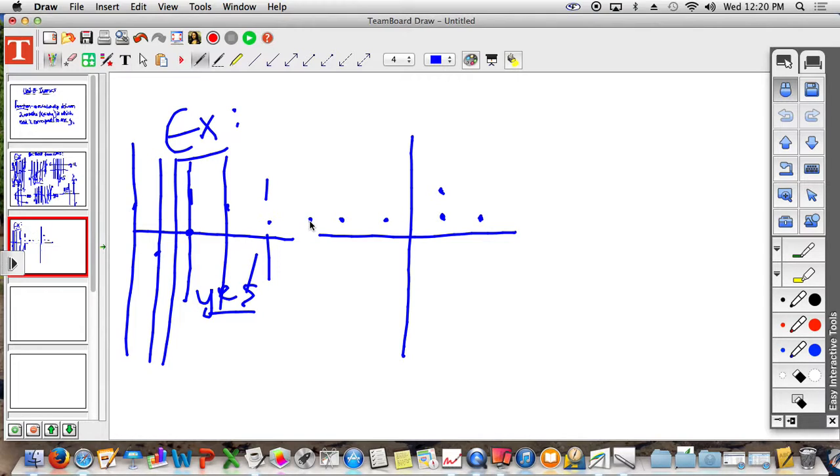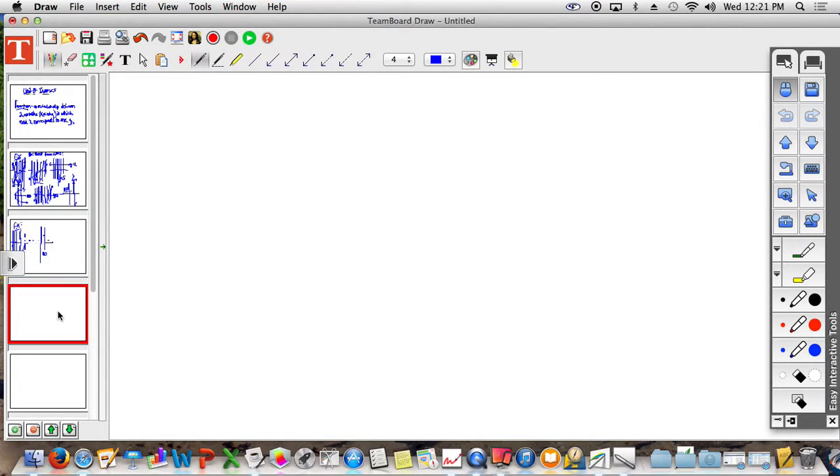Is it a function? No, because if I drew a vertical line here, it would touch the graph in more than one spot. So this right here would be a no. It's not a function, right? Alright. What about this?